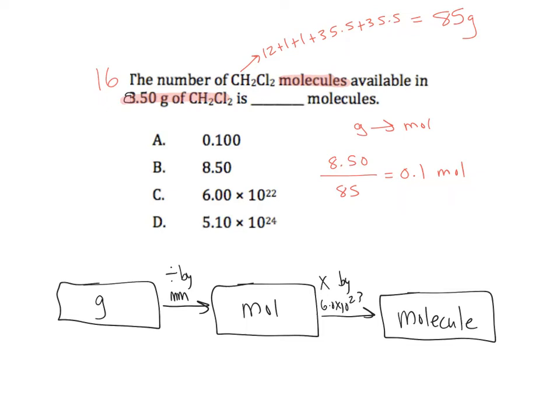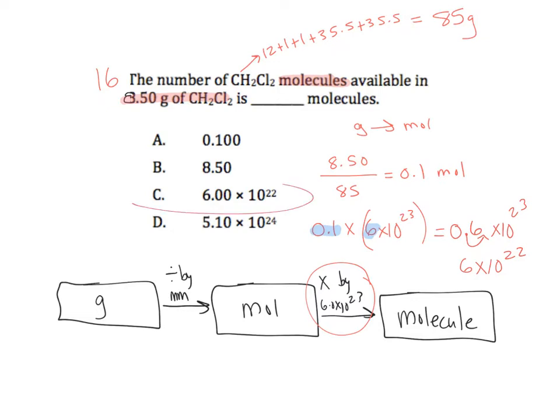Now let's change mole to molecule, multiply by Avogadro. We're going to multiply 0.1 times 6.02, 0.6, and then carry over the times 10 to the power 23. Let's move the decimal one place. This will be 6 times 10 to the power 22 molecules.